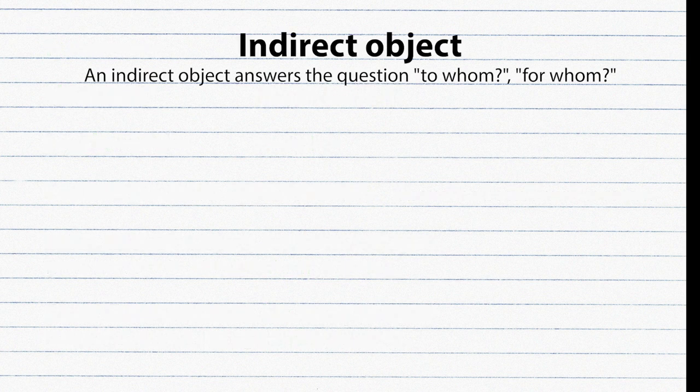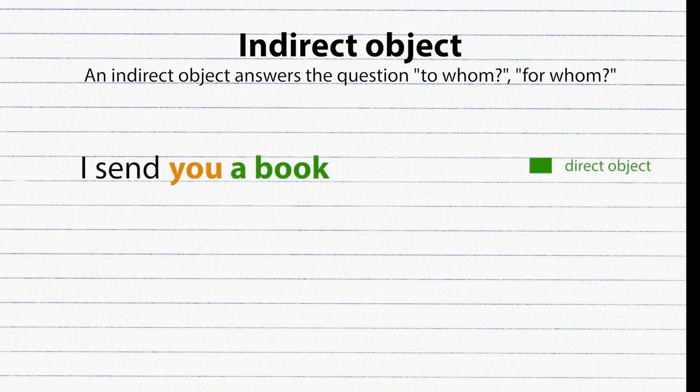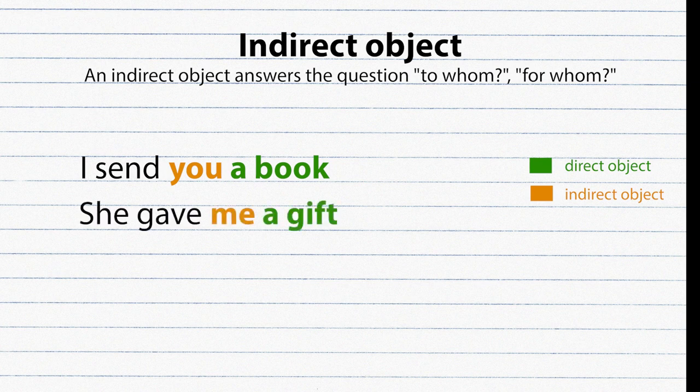Some verbs take two objects, a direct object and an indirect object. For example, the verb send. I send you a book. We can find the direct object by asking what or who. What do you send? A book. So a book is a direct object of the sentence. The you is the indirect object of the sentence. This verb takes two objects. Another example: she gave me a gift. A gift is a direct object. Me is an indirect object.